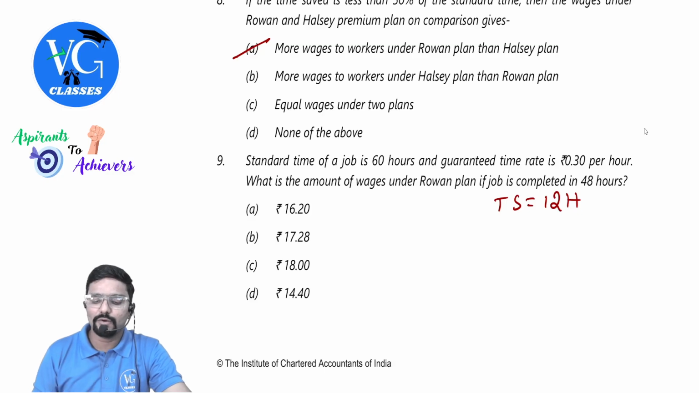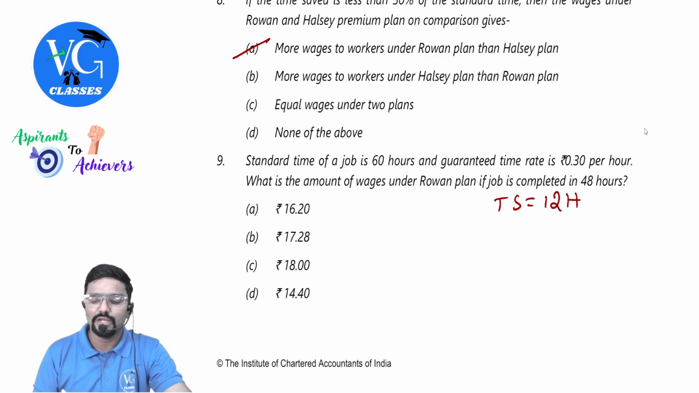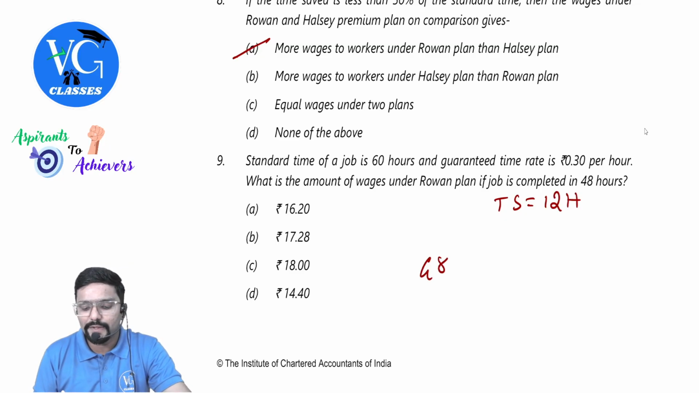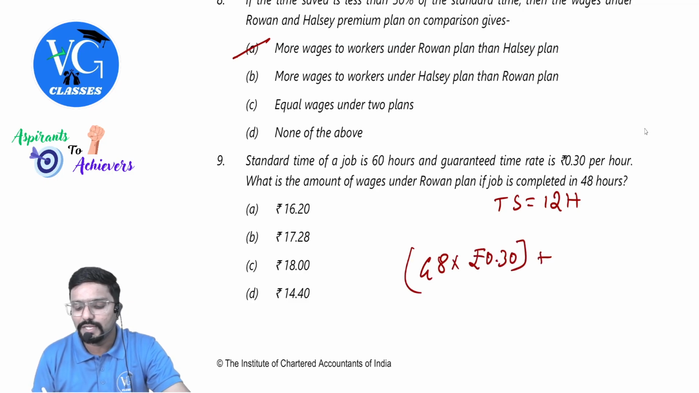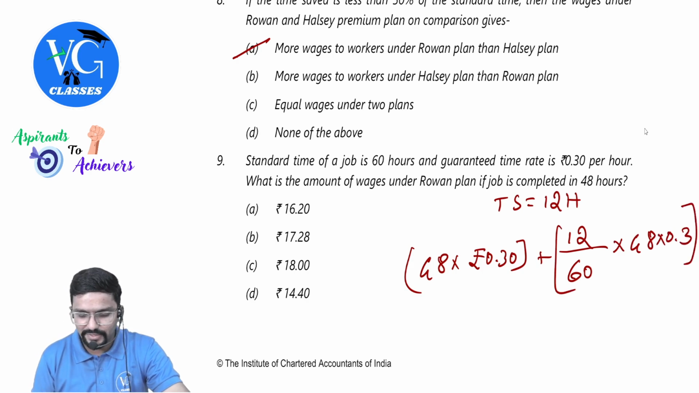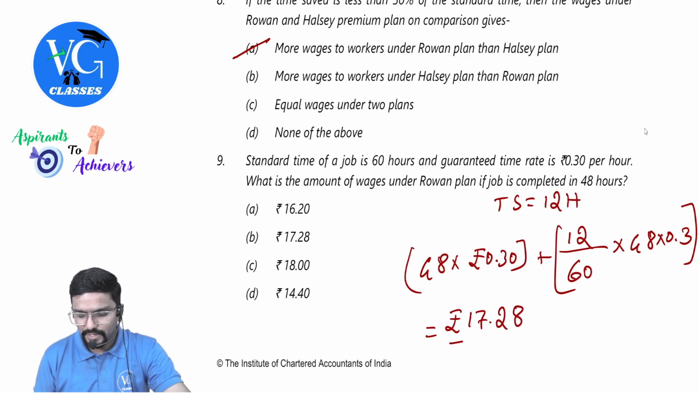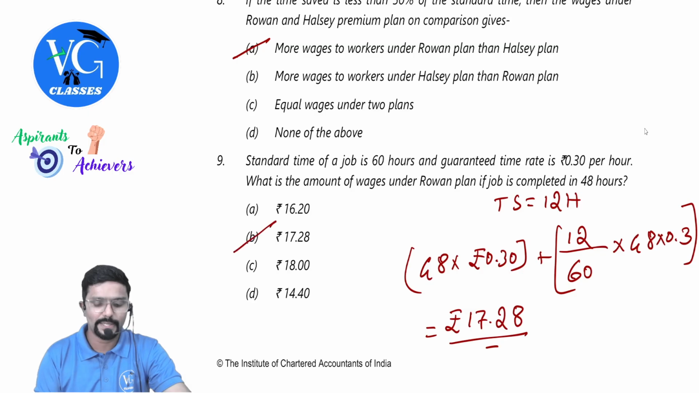Okay, sir. Now, as per Rowan, they are asking the amount of wages. That means total. So time taken is 48 into rate, plus bonus element. Time saved is 12 divided by time allowed 60, into 48 into 0.3. This is the bonus element. Give me the total, the final one. 17.28.